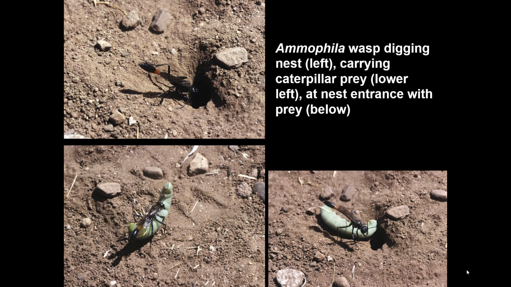And it was paralyzed, and she brings it back to the hole and opens the hole back up, and boop, the caterpillar was dragged back down into some little side chamber which had been prepared before, and then the egg would be laid on that caterpillar, and then the young wasp would consume that paralyzed caterpillar.